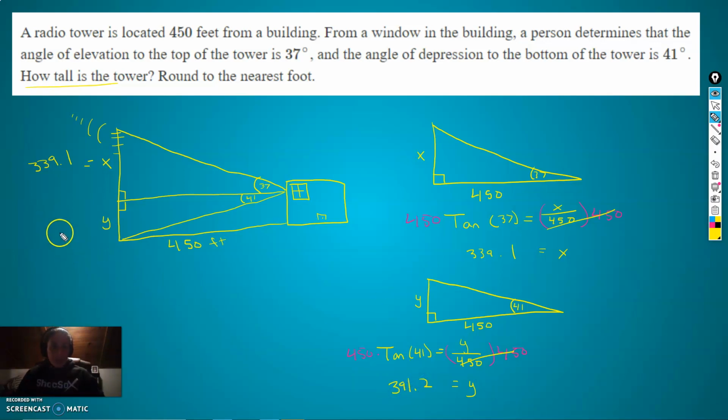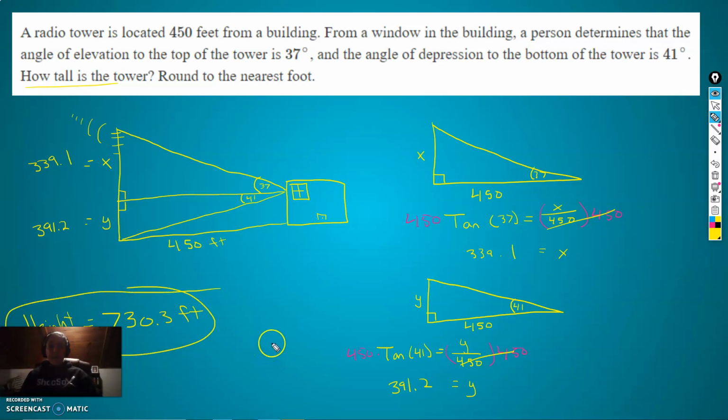So how tall is this tower? Well, it's these two things together. So height is equal to 339.1 plus 391.2. That gives us 730.3 feet.